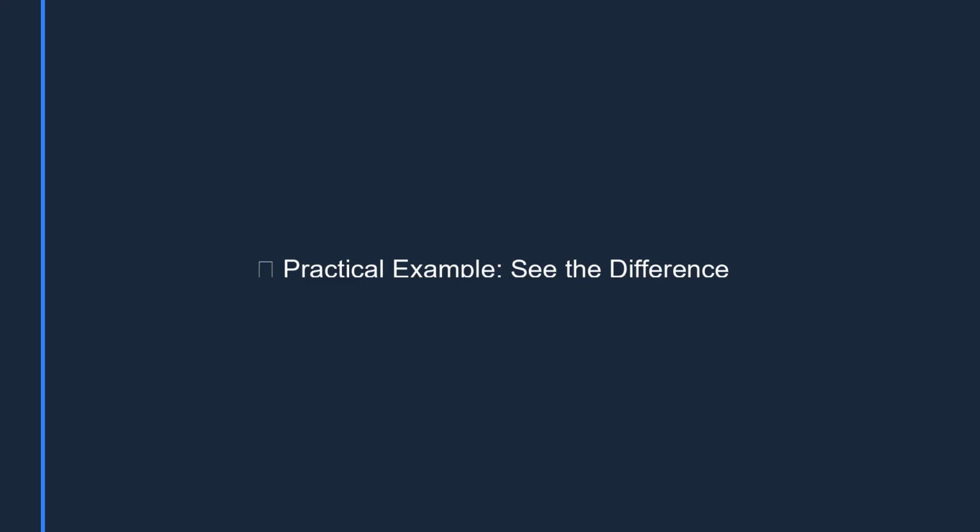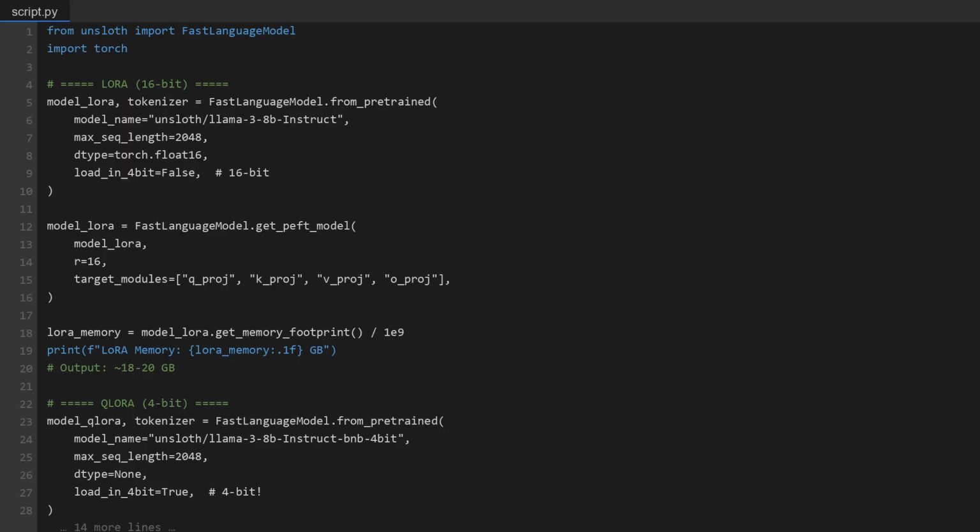Practical example: see the difference. Python: # LoRA FP16 base model. LoRA: FastLanguageModel.from_pretrained, unsloth llama 3 8b, load_in_4bit=False.